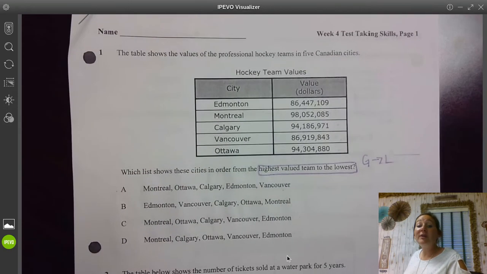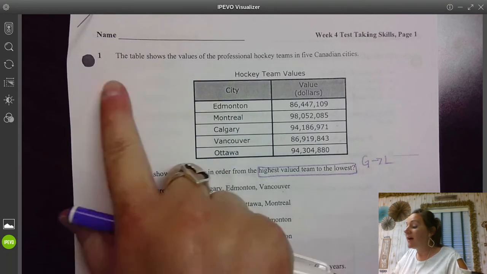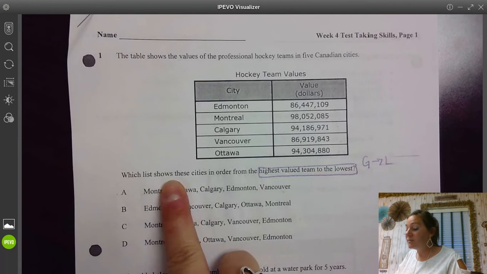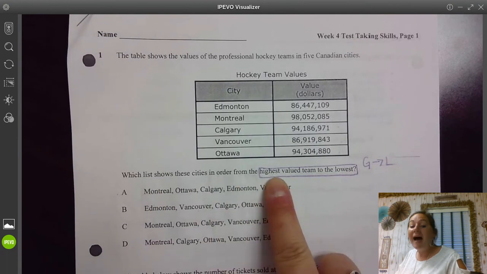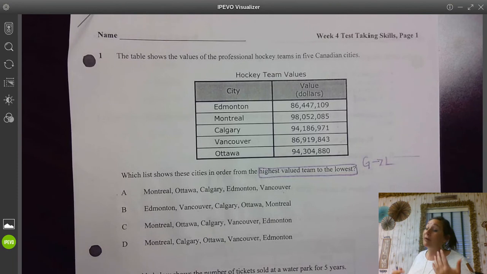All right, it's time to show what you know. And I'm going to use my best friend, a grid paper, when comparing numbers. So the table shows the values of professional hockey teams in 5 Canadian cities. Which list shows these cities in order from highest value team to the lowest? So highest to lowest, the same thing as saying greatest to least.